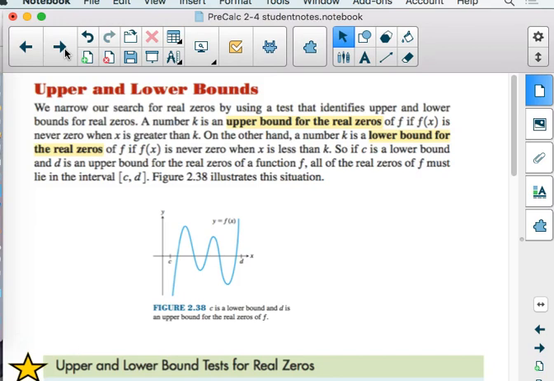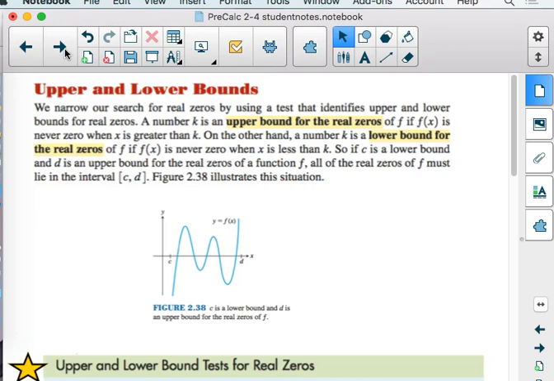Now the next piece to our objective today is talking about those upper and lower bounds. It says we narrow our search for real zeros by using a test that identifies upper and lower bounds for real zeros. A number k is an upper bound for a real zero of f if f of x is never 0 when x is greater than or equal to k. On the other hand, a number k is a lower bound for the real zeros of f if f of x is never 0 when x is less than k.